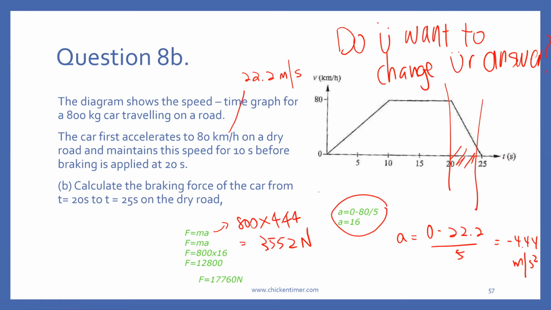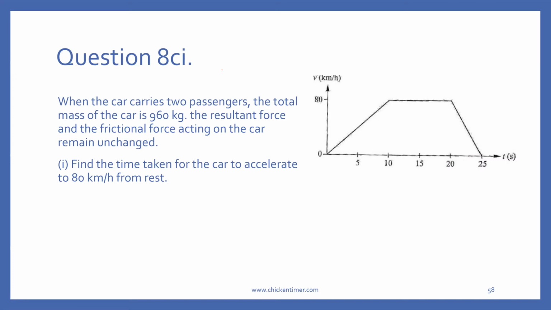You see? Your this one is gone because of this one. You know what I'm saying? Yes. So now the car has some passengers. So mass is 960 kilograms. Then after that, the friction on top of it remains unchanged. Okay. Then you know F equals MA. So the force remains unchanged.